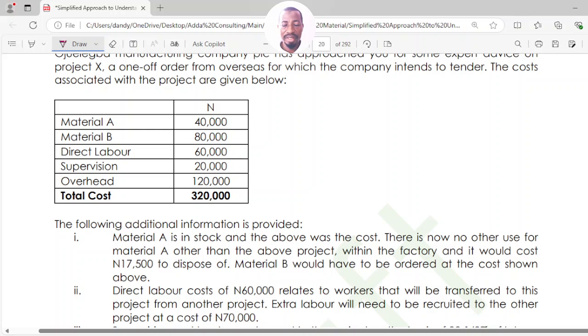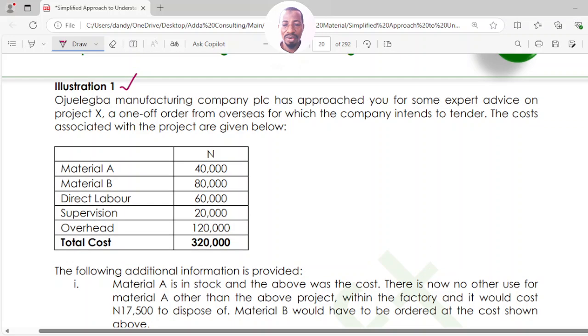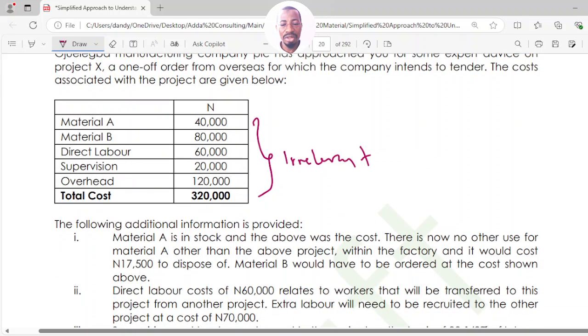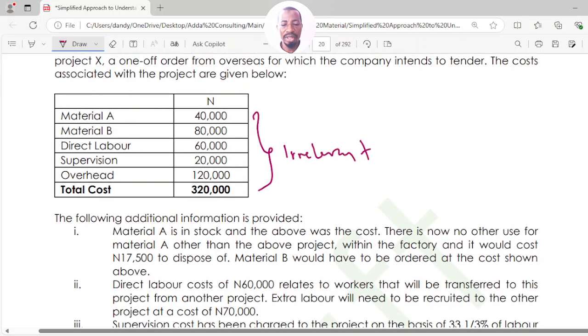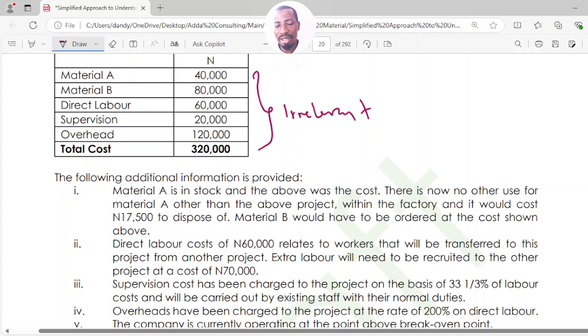You see, this is a past question. Remember what I told you. Any question under relevant costs must be solved through the additional information. All the cash flows, all the costs given to you in the table are mostly irrelevant, except if there is no other cost other than what you have in the table, because relevant cost questions are majorly solved through the additional information.